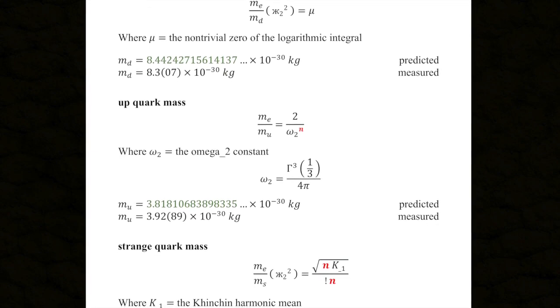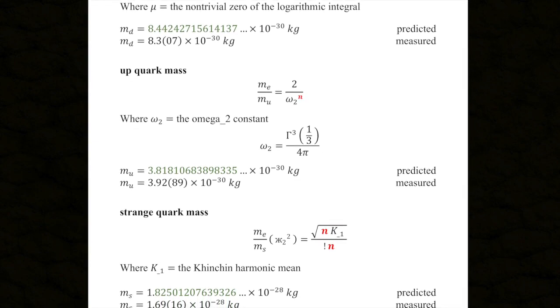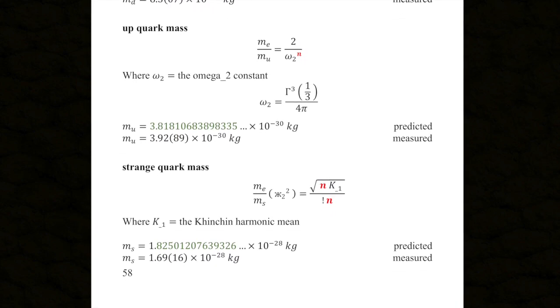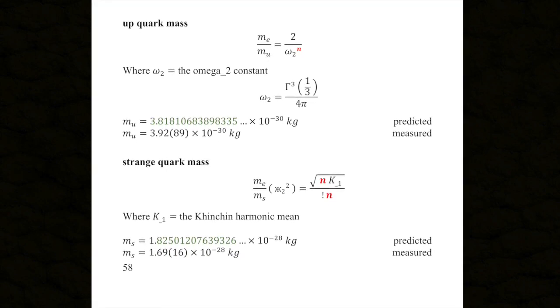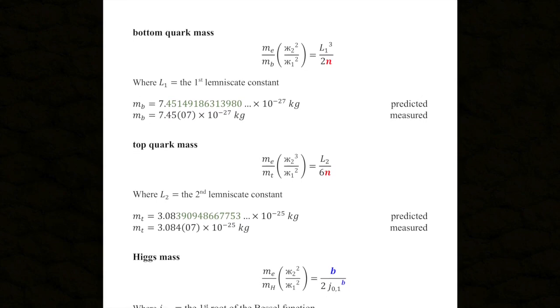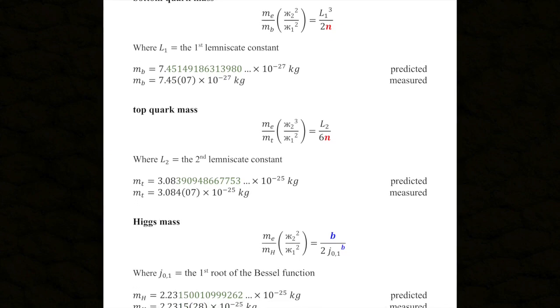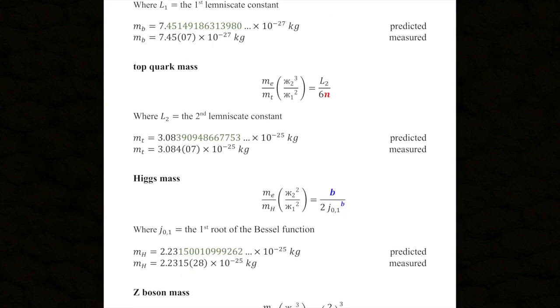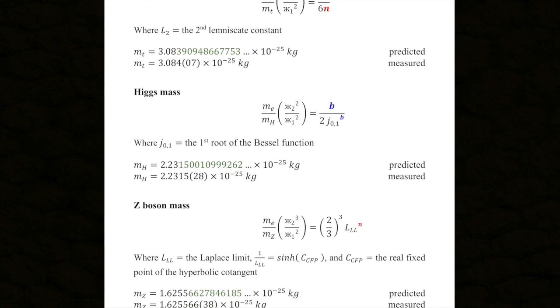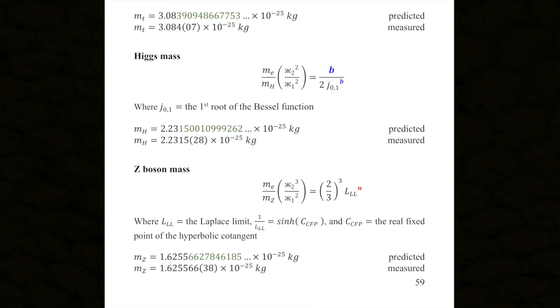To tile the electron mass from the up quark mass ends up being 2 divided by the omega 2 constant to the 5th power, to all 5 rotations. The strange quark mass tiles the electron mass via the Khinchin harmonic mean. The bottom quark mass is prescribed here with the first lemniscate constant, and the top quark mass is prescribed with the second lemniscate constant. The Higgs mass tiles the electron under division of the first root of the Bessel function, but to the 7th power, to the power of the break and scale symmetry of our system.